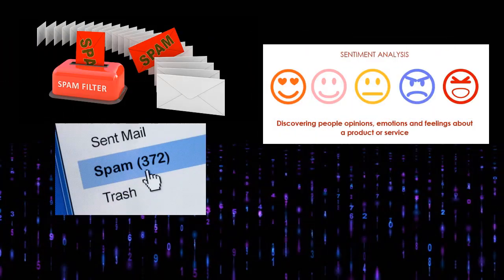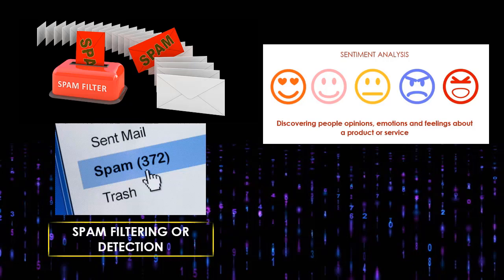The next one is spam. You might have wondered how your mailbox automatically filters the spam mails that you receive through some malicious attackers. So the spam detection is something which is done automatically by the machine by reading the text of your mail body. So that is spam filtering or detection.